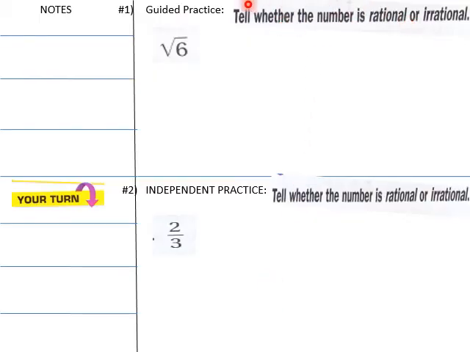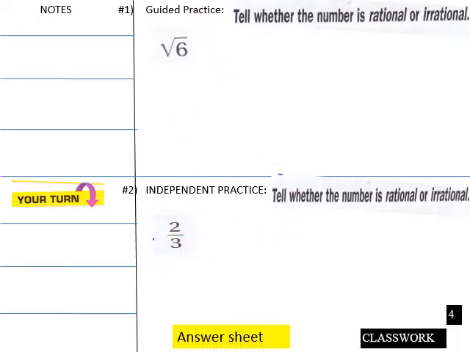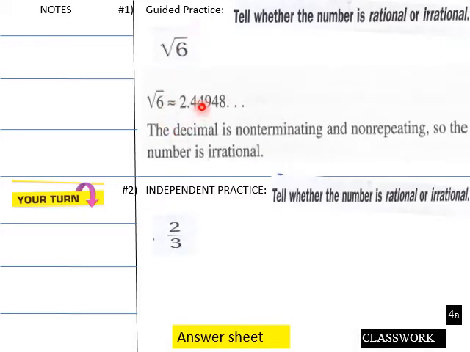Tell whether a number is rational or irrational. Square root of 6, students, this is yours. So let's do our guided practice here. For square root of 6, here's the decimal. Decimal is non-terminating, non-repeating, so the number is irrational. So square root of 6 is irrational.